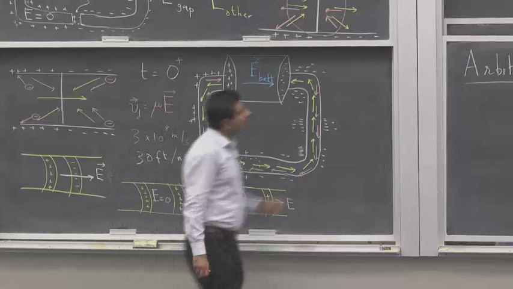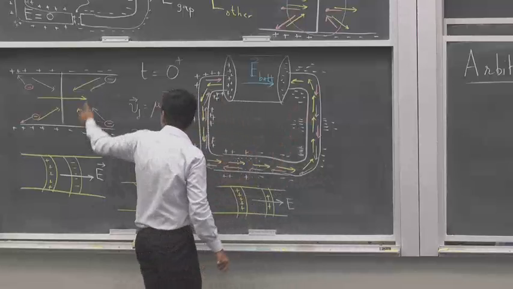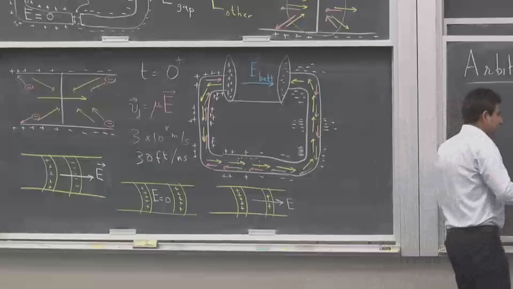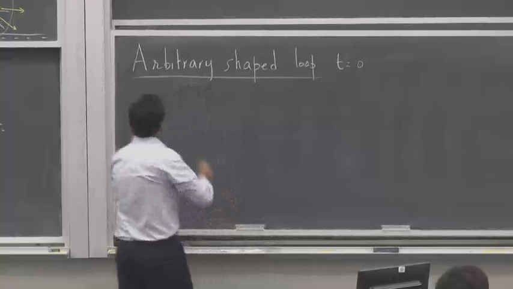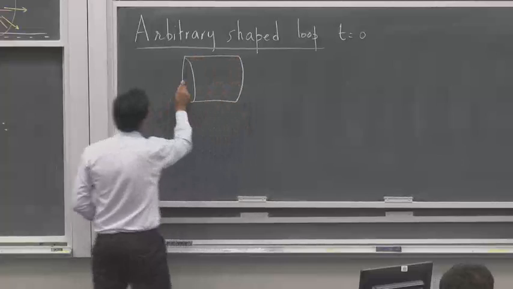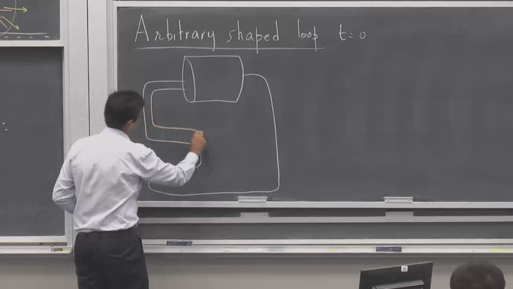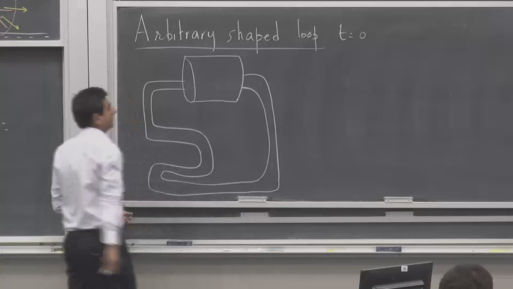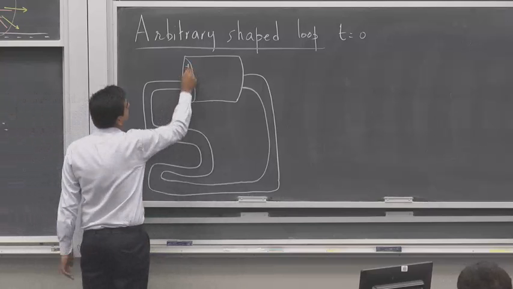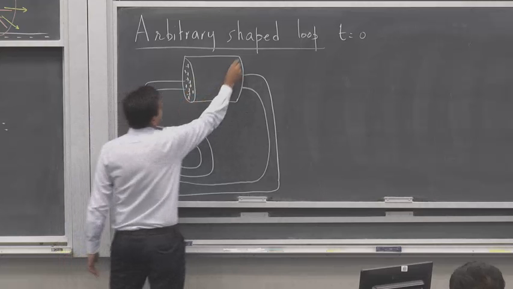Now let's look at the same battery, but a different geometry of the circuit. And now I'm not going to talk about the closure of a circuit, rather it's a closed circuit already. But I make this circuit at time t equals 0. Let me draw the circuit first. I have a battery. Now, this terminal is positively charged. This terminal is negatively charged.